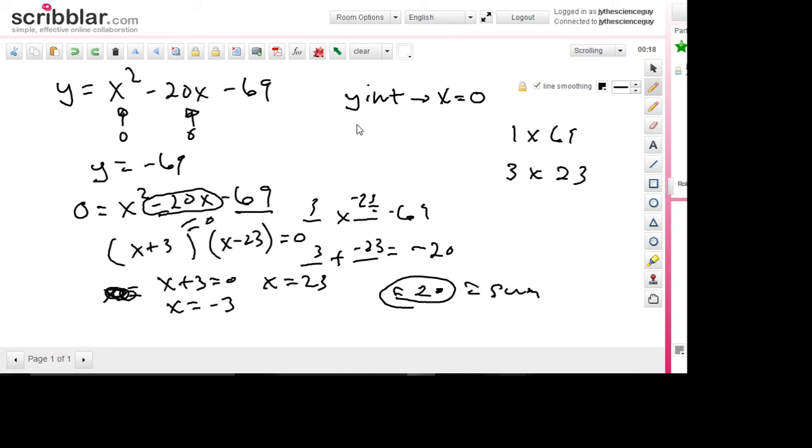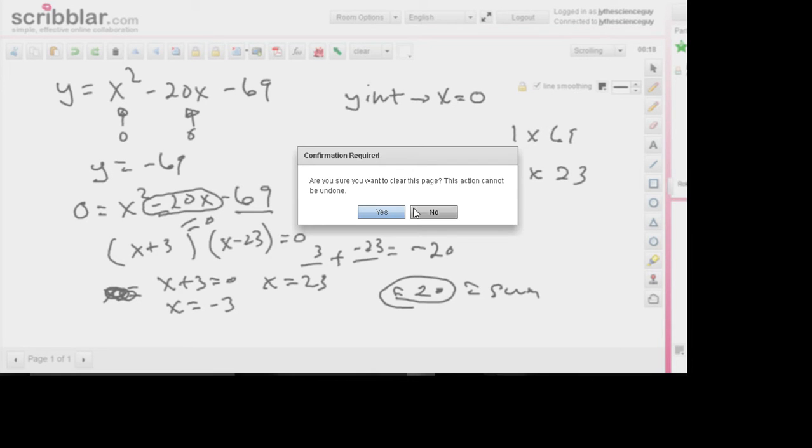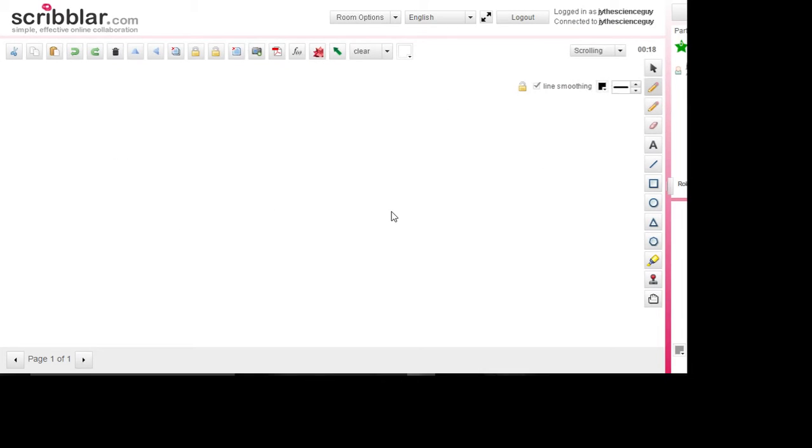All right, 15. Which of the following is the parabola's vertex? So the vertex is the turning point. Yes. So let me write that down. X squared minus 20x plus 69, and that's equal to y.